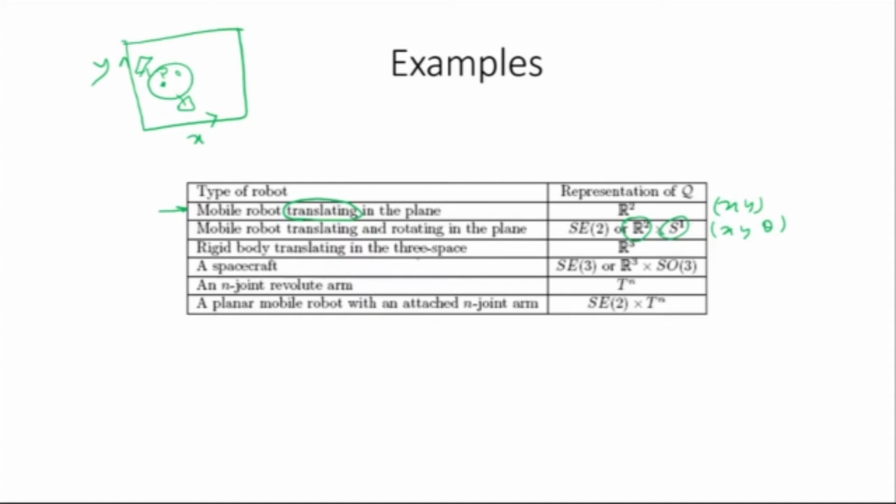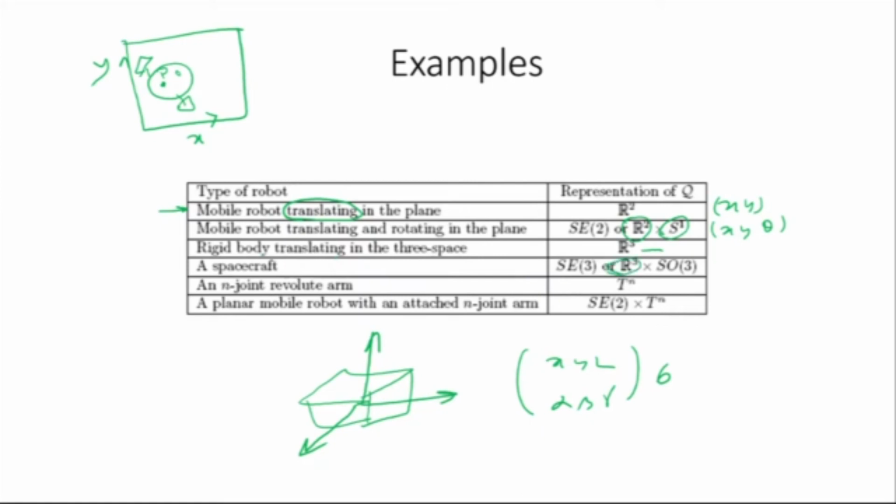Now a rigid body translating in 3D space. So you have a rigid body which is translating in free space, and this is also called a freely floating body. So in this case, how many degrees of freedom? It has 3 translations x, y, z, and 3 rotations alpha, beta, gamma. So it is 6. So a rigid body only translating is 3. A spacecraft has 6, so 3 translations and 3 rotations. If a rigid body is only translating, then it has only 3 degrees of freedom, my x, y, and z. Here it has x, y, z plus alpha, beta, gamma.